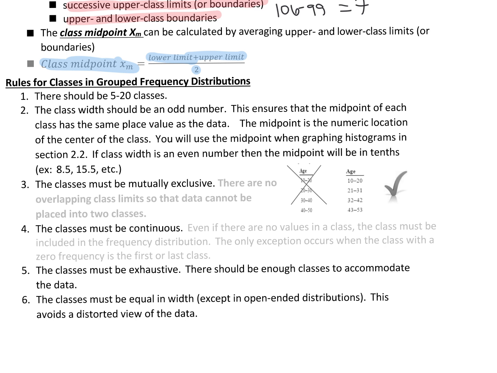The classes must be exhaustive. There should be enough classes to accommodate the data. The classes must be equal in width except in open-ended distributions. This avoids a distorted view of the data.